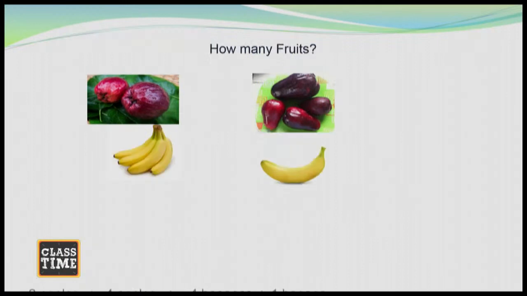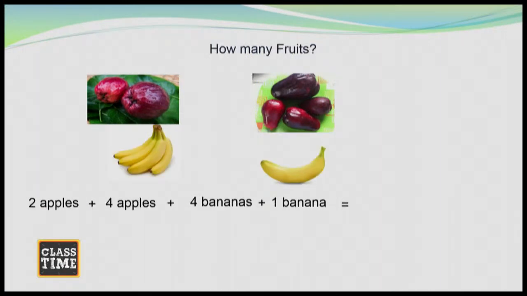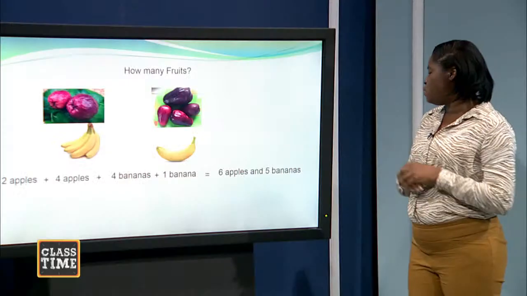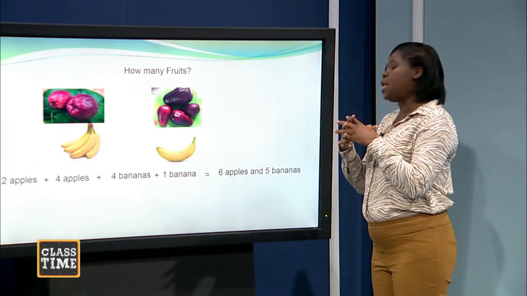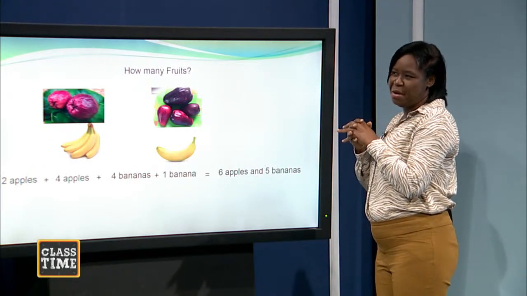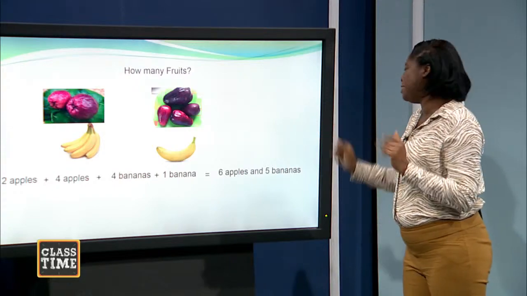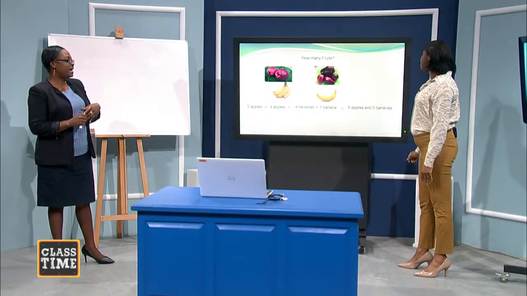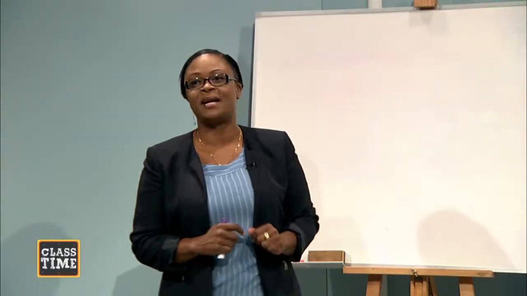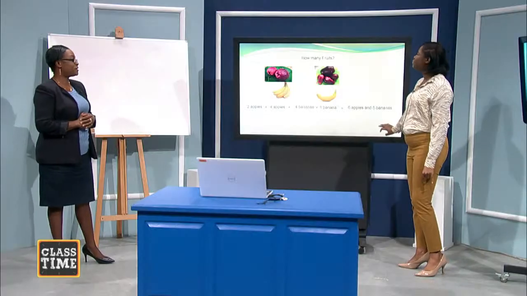Okay. So when it comes to the number of fruits, we're going to add the 2 apples with the 4 apples, 4 bananas with the 1 banana, and together we will have a total of 6 apples and 5 bananas. Yes. So I noticed that we didn't put 11 apples or apple bananas, because that doesn't exist. So the unit wouldn't be apple bananas. We just have 6 apples and 5 bananas, because they are different.